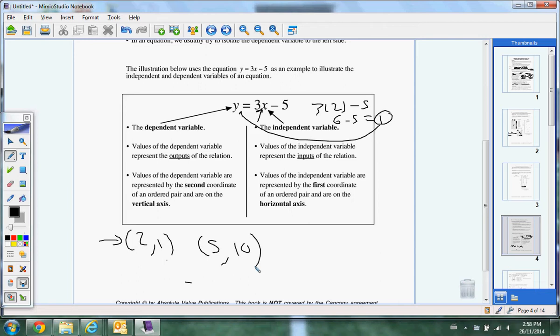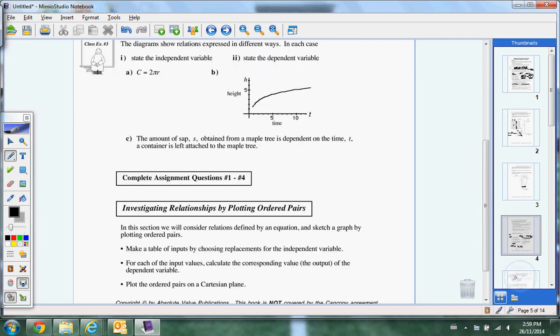All right, so let's see what else they say here. Values of dependent variables represent the outputs. We know that. These are on the vertical axis, which means these are the y. They're the up and down movement of your point, so like 10 would be 10 up. Values of independent variables are the inputs. We know that. And then it's on the horizontal axis, so 5 would be to the right. So it'd be 5, 10. All right, let's get to some examples here.